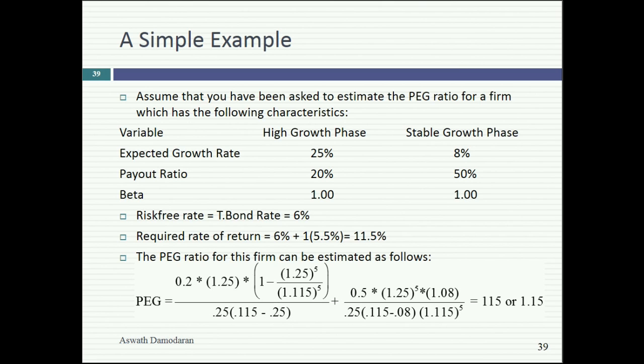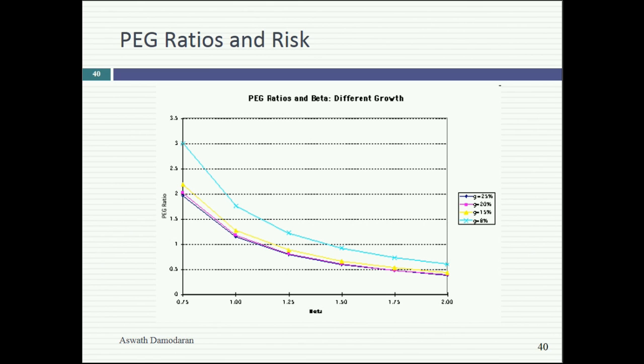Guess what I'm going to do next? I'm going to change one variable at a time to see how my PEG ratio changes as I change that variable. Let's start with the easy one first. As I increase the risk of the stock, holding the growth rate fixed, my PEG ratio decreases. So riskier stocks will have lower PEG ratios.